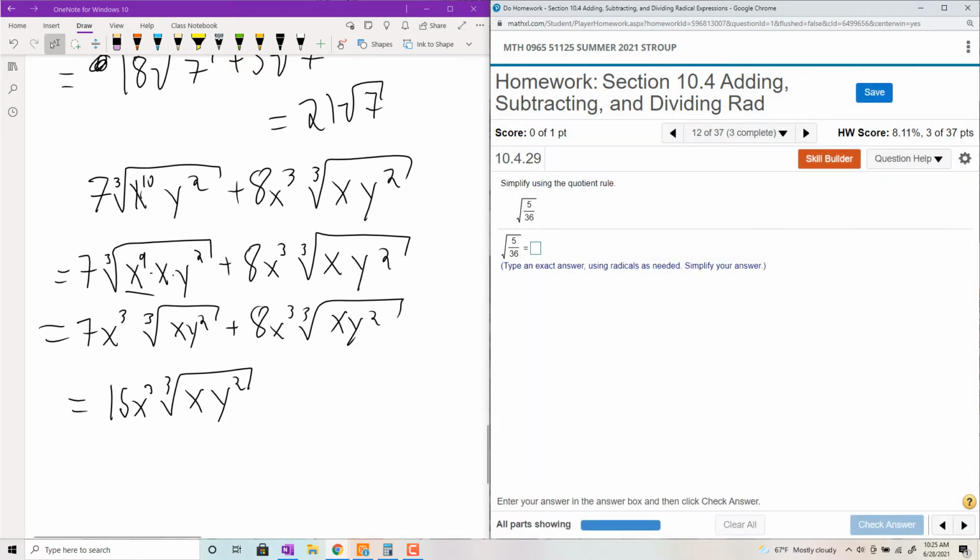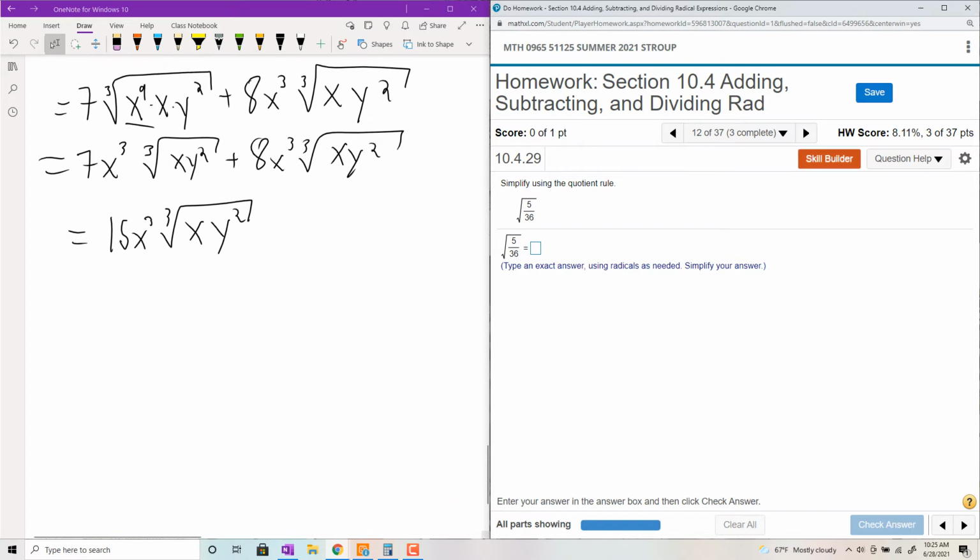So typing them in is kind of the most annoying part. Okay, so this is just the cube root of 5 over 6. So you're doing the quotient rule for radicals. Yeah.